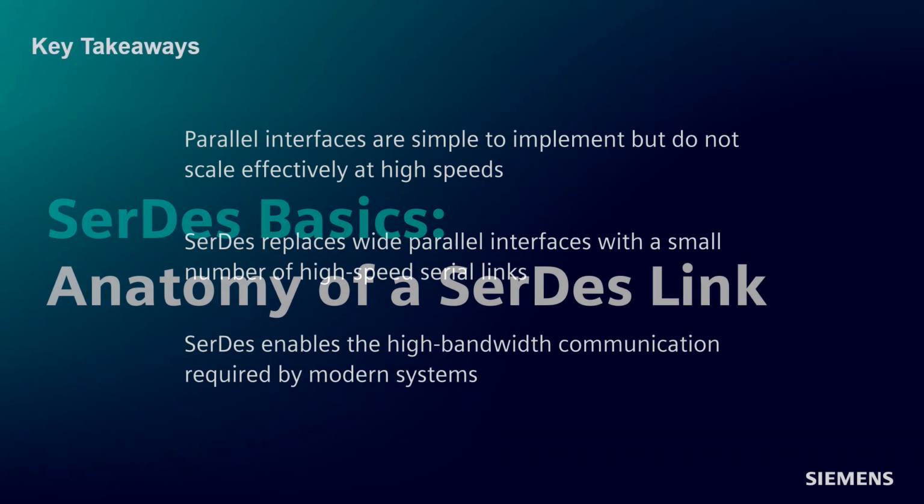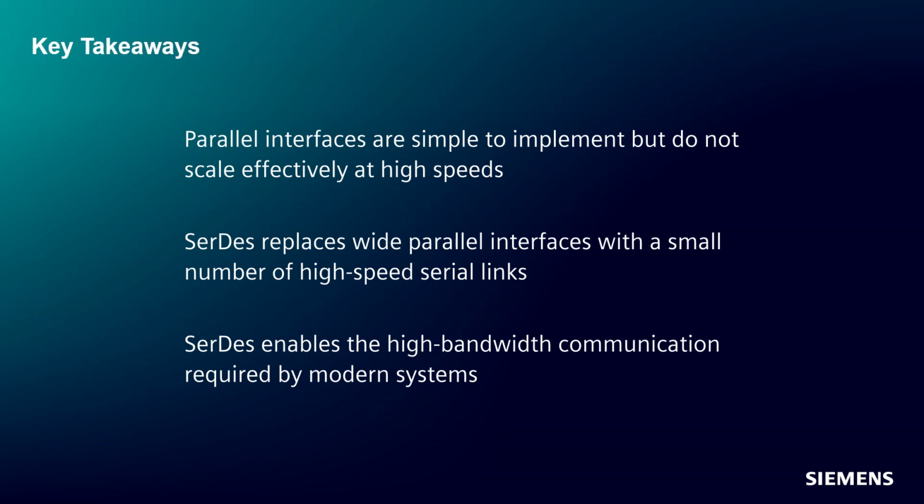In the previous video, we focused on why SerDes exists. We saw that while parallel interfaces are simple and intuitive, they don't scale well as data rates increase. Issues like pin count, skew, and power eventually make it impossible to keep increasing bandwidth by simply adding more traces. So instead, we move to SerDes, where we trade many slow parallel signals for a smaller number of very fast serial links. But that raises a natural question: what actually happens inside a SerDes system?